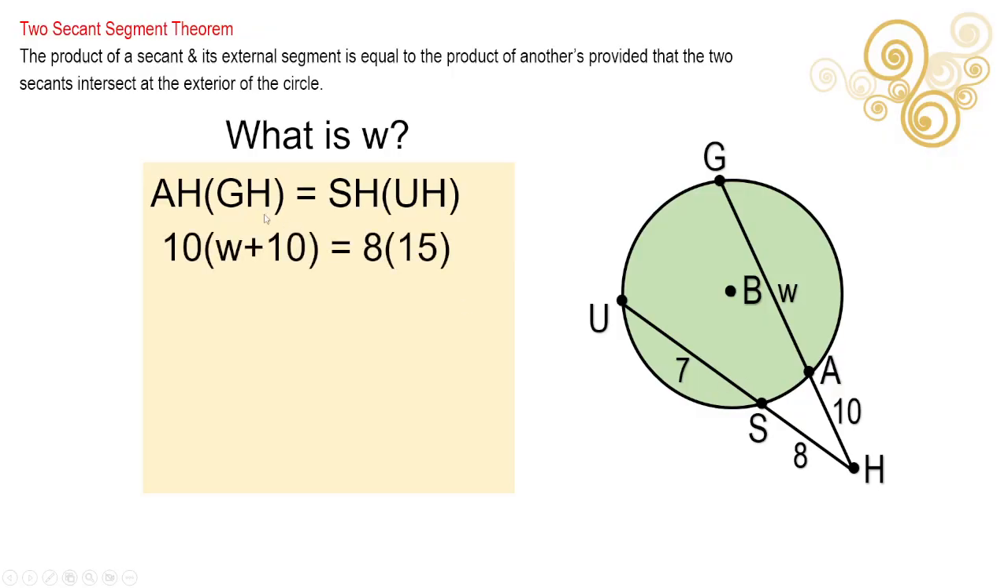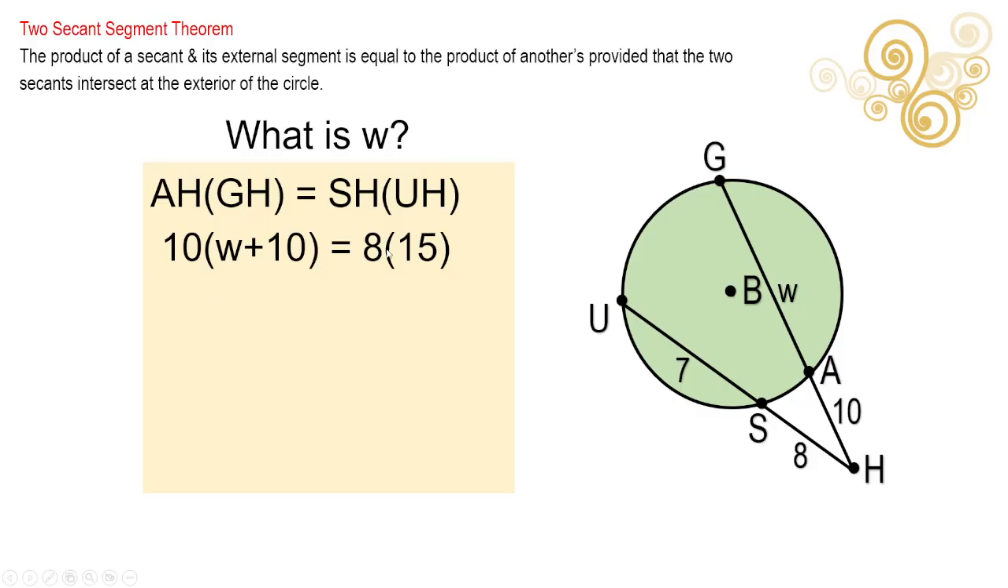So substitute. Note that AH is 10. And why is GH W plus 10? Well, GA is W, AH is 10. So add that. That's W plus 10, no? So the same goes for UH. UH is 7 plus 8, so that's 15. And the external is just 8 right here. So from here, I can only cancel 10 and 8.